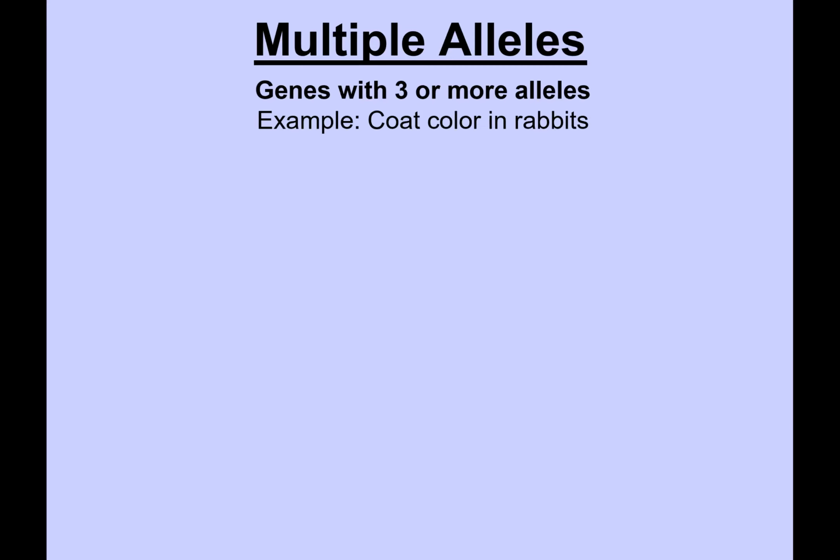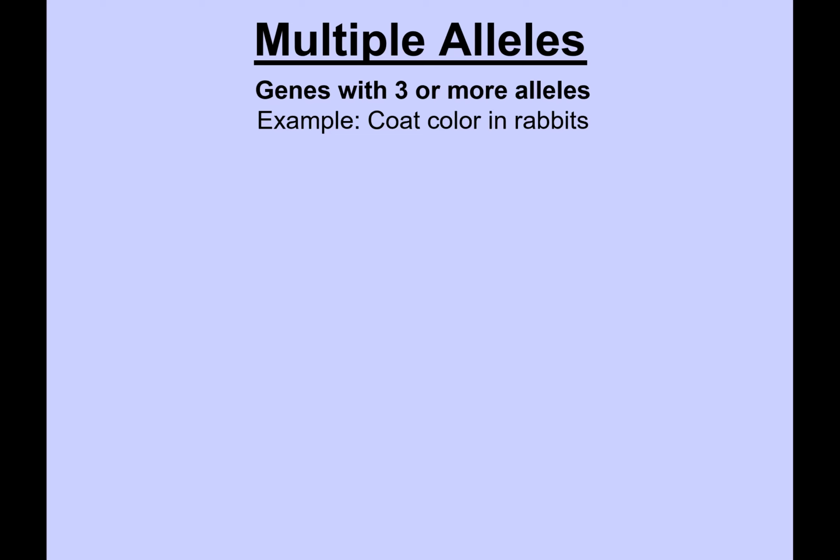All right, we are back again for another exciting remote learning day with more genetics, non-Mendelian genetics to be exact. Yesterday we talked about incomplete dominance and codominance, and today we're going to talk about multiple alleles. Multiple alleles is a type of inheritance where there are three or more alleles that code for a trait.